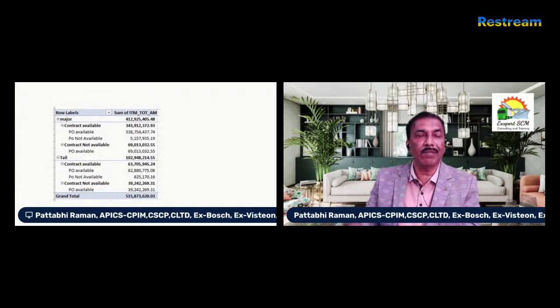The second way of interpreting is in the same table, where we expanded and put additional information on whether these items have a purchase order or the purchase order is not available. You may see that one more surprise is coming: though there is a contract available, still the purchase order is not available. This could be for a lot of reasons. Possibly it's also a violation.